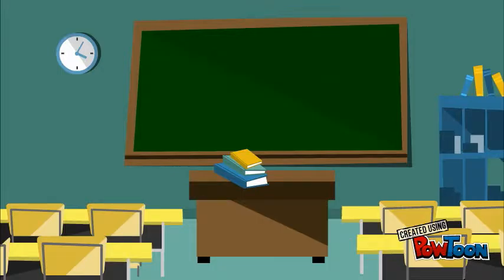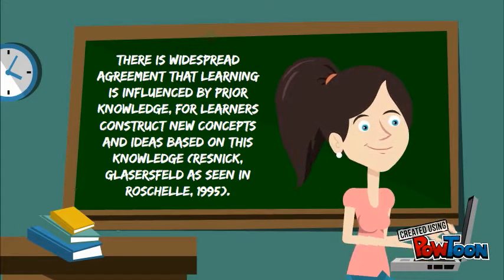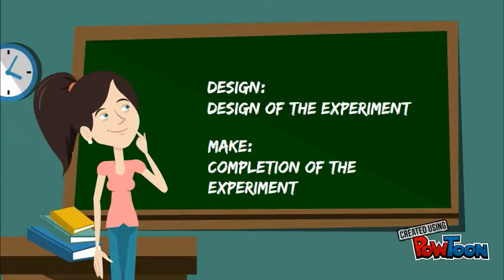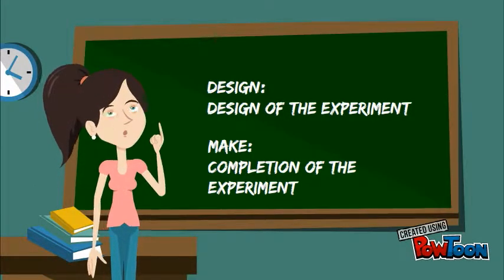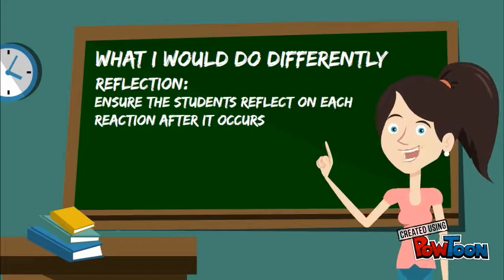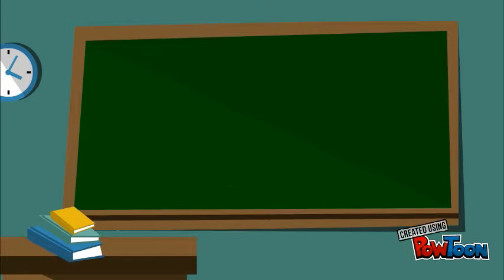The biggest issue I had to overcome was that my class had already completed the topic of my original design and make activity. I came up with a new activity to keep on topic and relate the activity to students' prior knowledge. There is widespread agreement that learning is influenced by prior knowledge, for learners construct new concepts and ideas based on this knowledge. This was difficult, so the design part of the activity was the design of the experiment, and the make part was the students completing the experiment. I would do these things differently to ensure students gained the most knowledge.